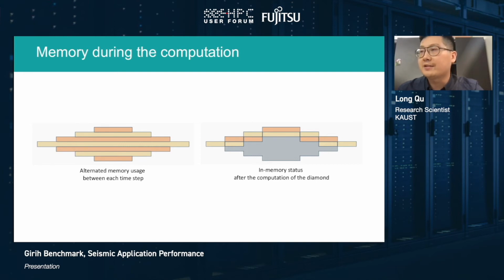Once the diamond is processed, these two arrays only save the latest two time steps of each stencil, following the shape of the diamond.